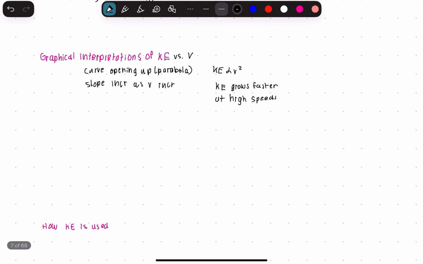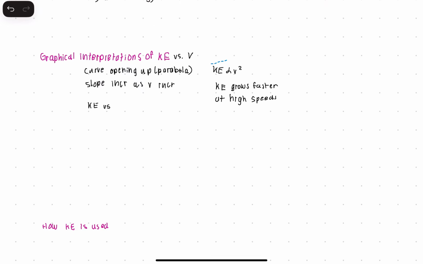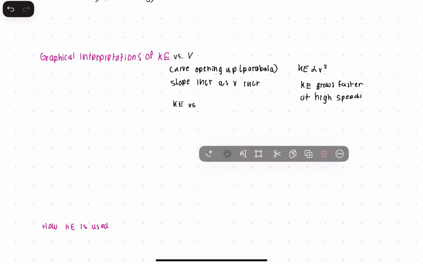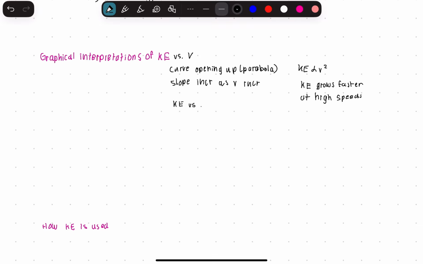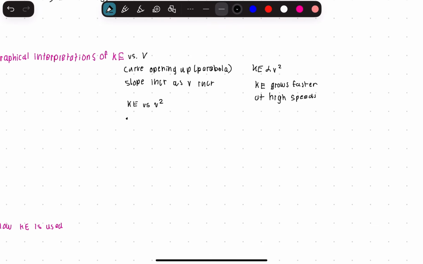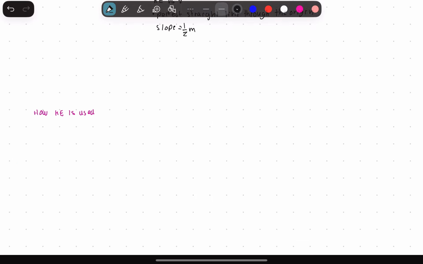Also remember, that's for versus v. But kinetic energy versus v squared is going to be a perfect straight line through the origin. And also remember that the slope is equal to 1/2 times m. Okay, so let's continue with how kinetic energy is going to be used in AP Physics 1.